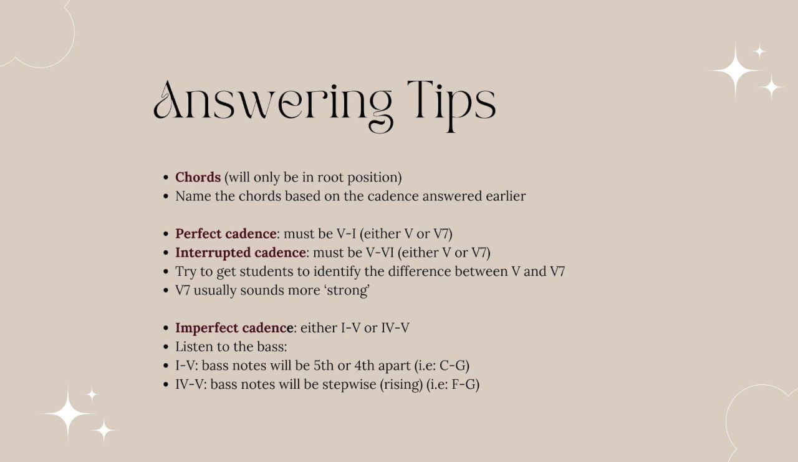As for the imperfect cadence, it will either be 1-5 or 4-5. Listen to the bass notes. If it is 1-5, the bass notes will be a fifth or fourth apart, for example, C to G. As for 4-5, the bass notes will be stepwise rising, such as from F to G.